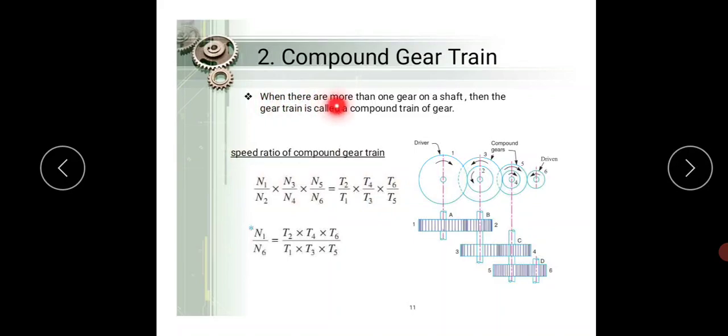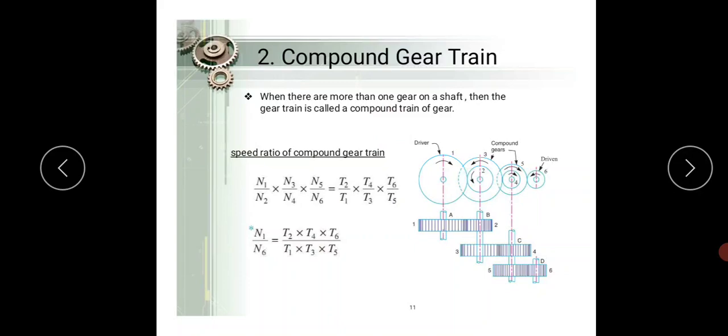Let's see about the second method, the compound gear train. That means where there is more than one gear on a shaft, then the gear train is called a compound gear train.